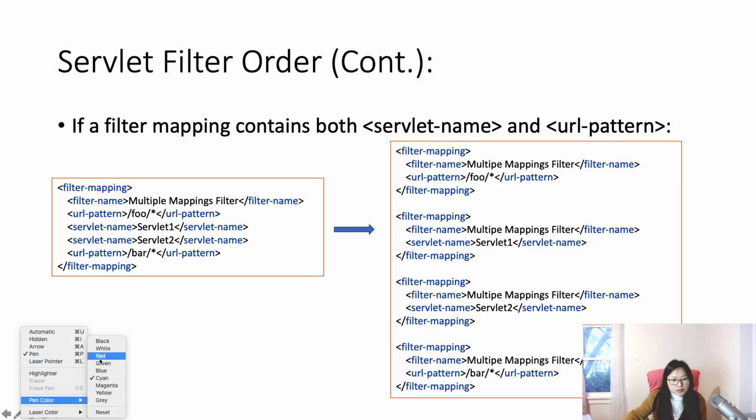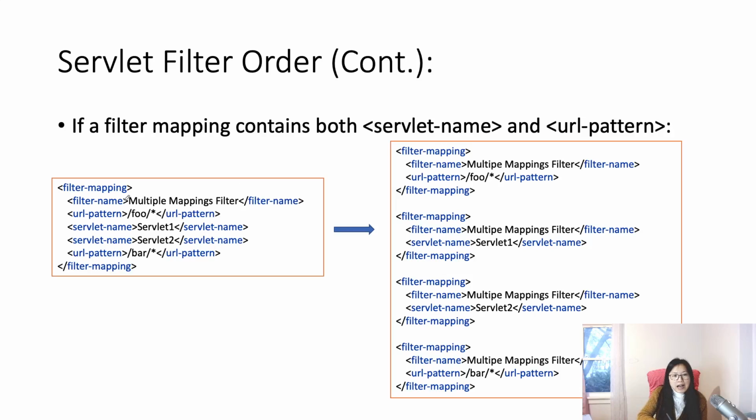Wait for a second. Here we have a filter name. We have a filter mapping, and this is for only one filter. And you configure the URL pattern, you configure servlet name, you configure another servlet name, you configure another URL pattern. It's doable. So now, how does the container actually resolve the mapping?